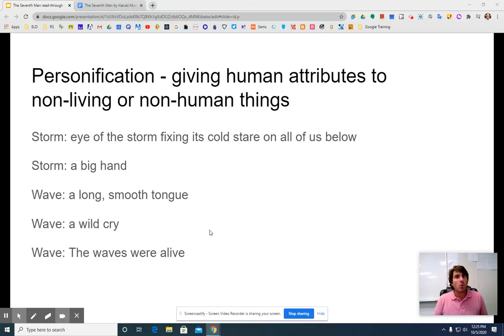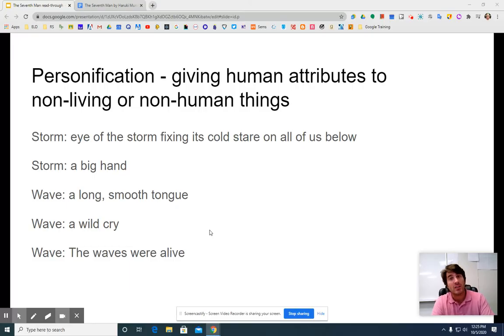So look at the storm. It says that the storm has the eye of the storm, right? Eye of the storm, fixing its cold stare on us below. Storms can't stare, and yet that's how it's described. It's described as having a big hand swinging down and flattening everything in its path. Storms don't have hands. But we talked about how the nature is the conflict here, and now nature is being described as a person, as an antagonist.